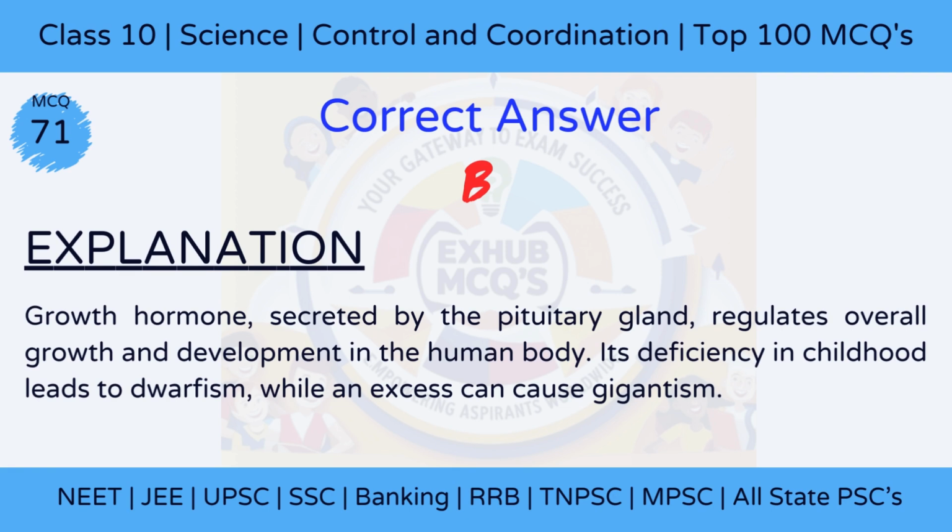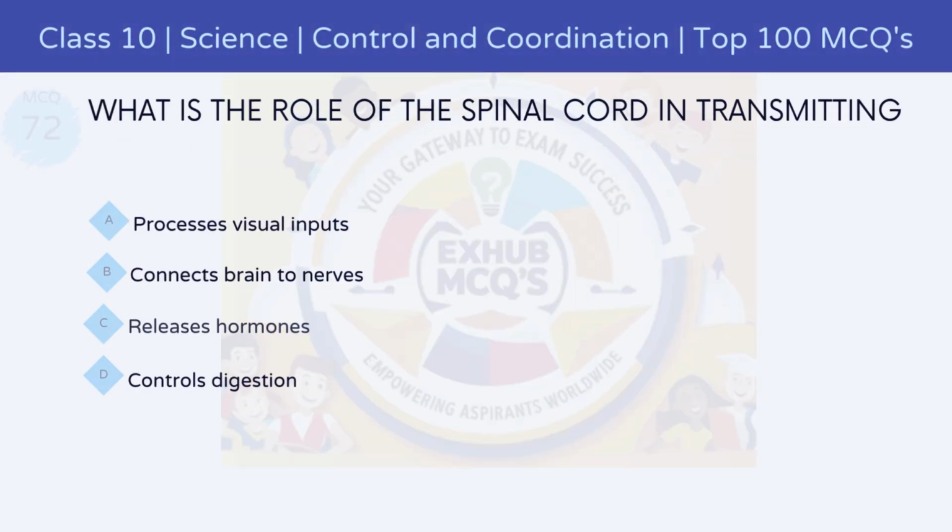Growth hormone, secreted by the pituitary gland, regulates overall growth and development in the human body. Its deficiency in childhood leads to dwarfism, while an excess can cause gigantism.